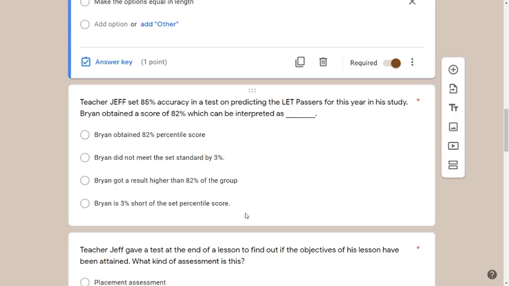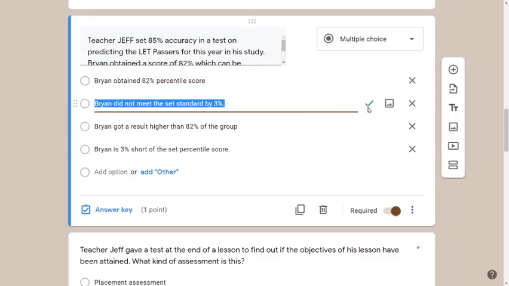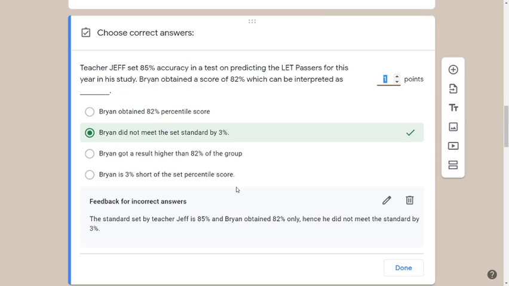So is it in the set percentile score or did not meet the standard? So nothing is mentioned about percentile score here, right? The 85% here is the standard in predicting the accuracy. So therefore, instead of the percentile score, the correct one should be Brian did not meet the set standard by 3%. So let's check. Okay, that is correct. The answer here is the standard set by teacher Jeff is 85% and Brian obtained 82% only, hence he did not meet the standard by 3%.